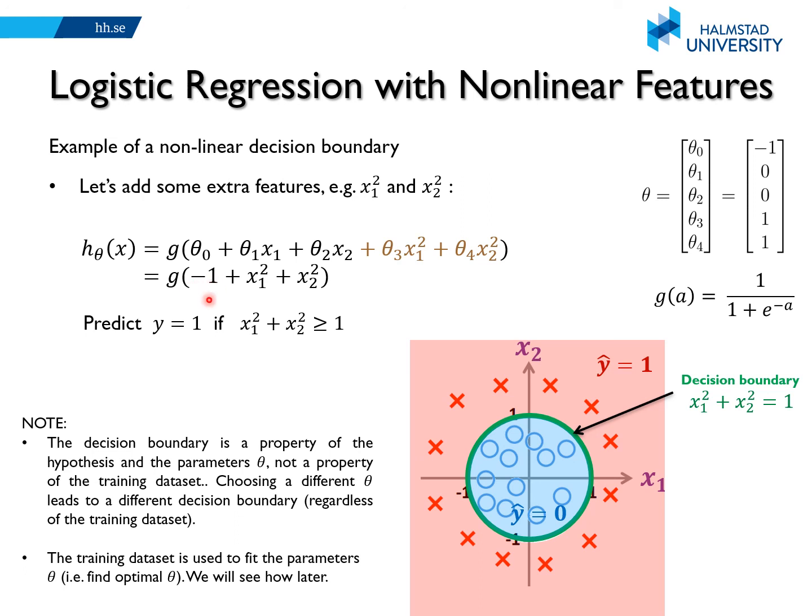Now we can use this decision boundary to make predictions. If this part is larger than 0, so it's positive, then we predict class 1. And this is the case for any data point which lies in this red region. And if this is negative, smaller than 0, then we predict class 0. And this is the case for any data point which lies in this blue region.